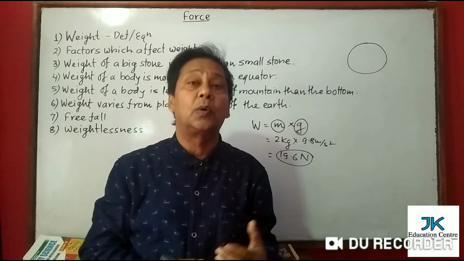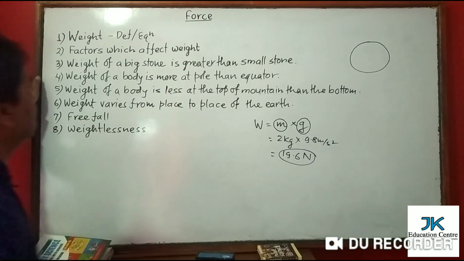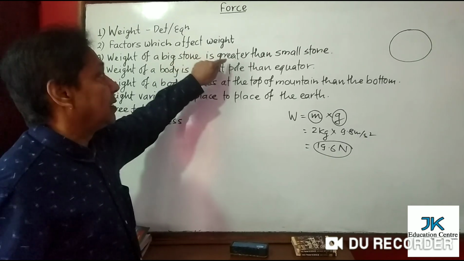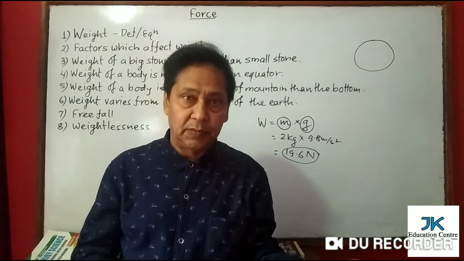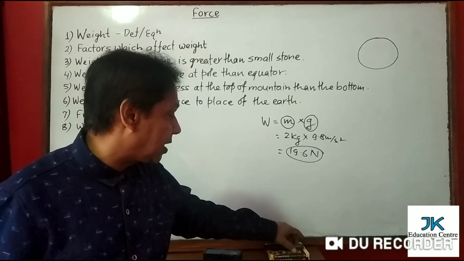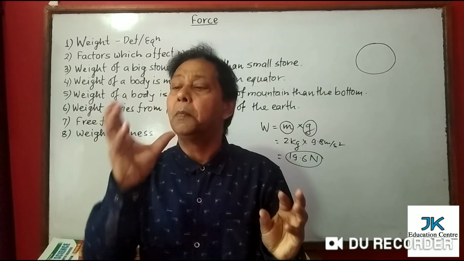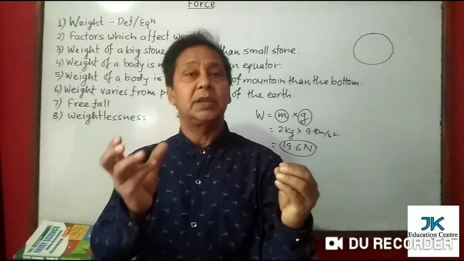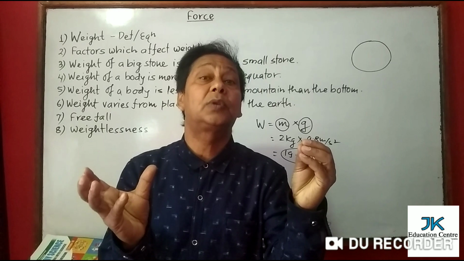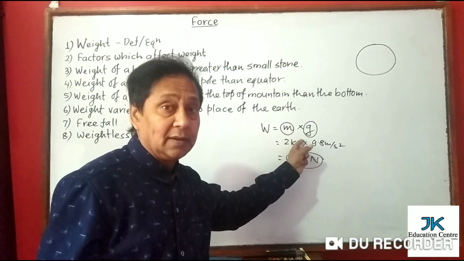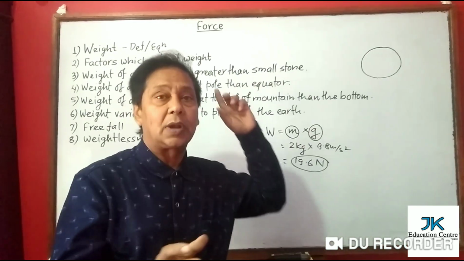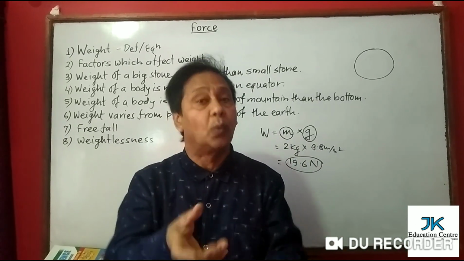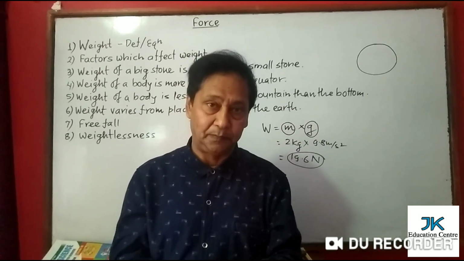Now there are some questions related to this. Look at this first question. Weight of a big stone is greater than a small stone. Why? If we have two stones, one big, another small, then the mass of the big stone is greater than the small stone. And weight of a body is the product of its mass and acceleration due to gravity. That's why the product of mass and acceleration due to gravity in the case of the big stone is greater than the small stone. That's why a big stone weighs more than a small stone.